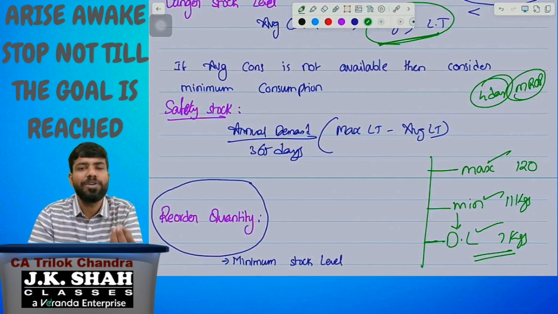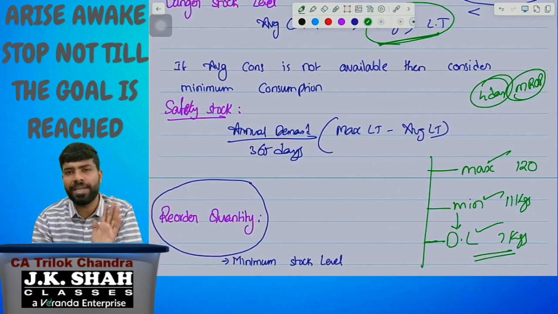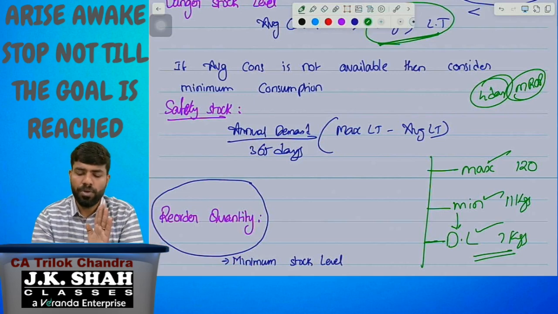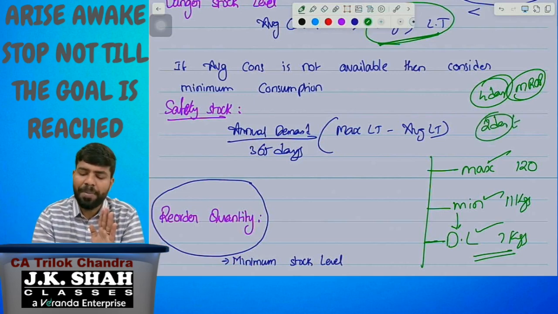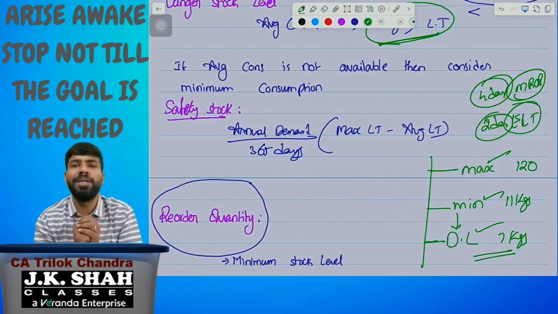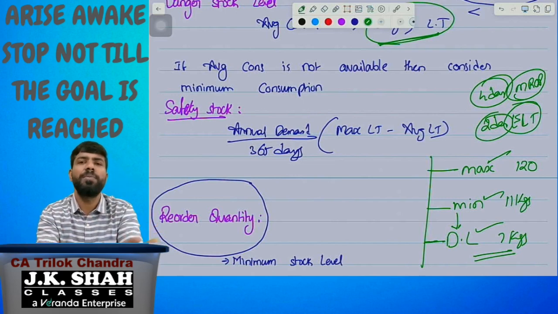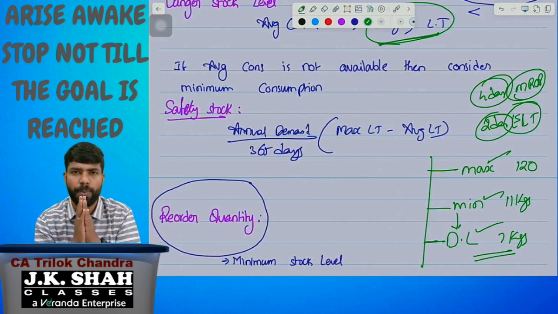We will request the supplier to supply within 2 days or 1 day, as soon as possible. If you are able to supply within 1 day, supply within 1 day. If you are able to supply within 2 days, you have to supply within 2 days. So let me take an example. 2 days is the emergency lead time, which is less than the minimum lead time. That is called emergency lead time. So average consumption to emergency lead time. If average consumption is not available, take the minimum consumption.